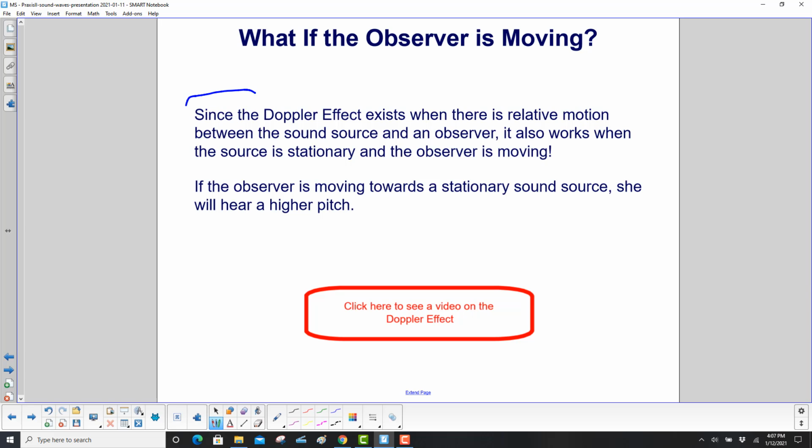Since the Doppler effect exists when there is relative motion between the sound source and an observer, it also works when the source is stationary and the observer is moving. If the observer is moving towards a stationary sound source, she will hear a higher pitch.